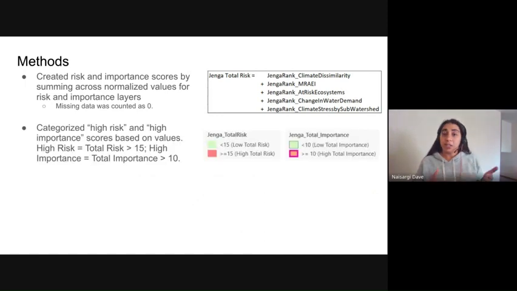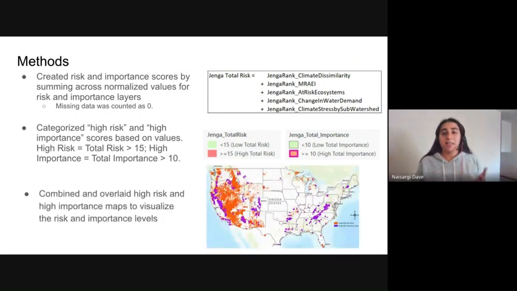Then, for each layer, we decided on a cutoff score to determine whether a risk or importance was high, based on the highest rank of 5 occurring across more than half of the total layers. For example, considering 5 total layers of risk, if 3 layers have a value of 5, it generates a cutoff score of 15. Lastly, we combined and overlaid these high risk and high importance layers to visualize the areas deserving priority for the National Forest Service climate mitigation strategies.